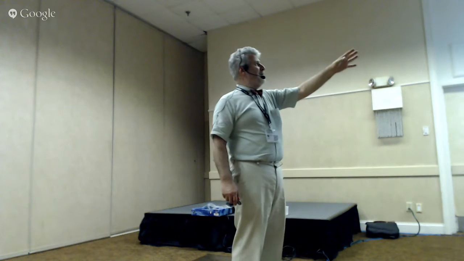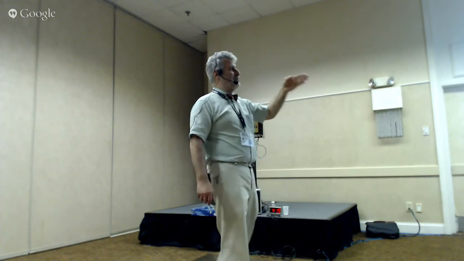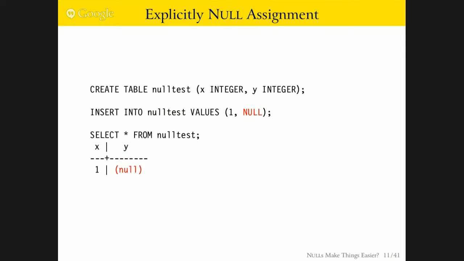So let's take a look at explicit null assignment. This is where we're actually putting a null in the database for some reason that we actually hope is the right reason. So we're here saying insert into null test. We create a table, 2 columns, 1, and then the null value, and literally the null value comes out. And again, I've specially flagged it. It wouldn't normally come out as nothing, but we've specially flagged it here to say, no, there's nothing there.